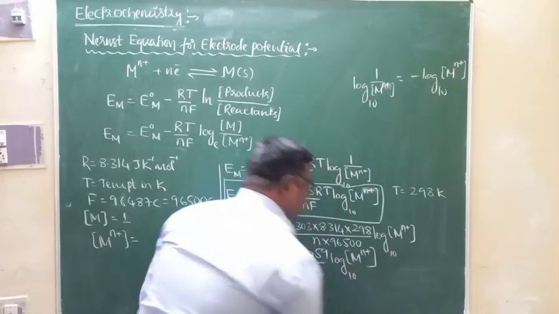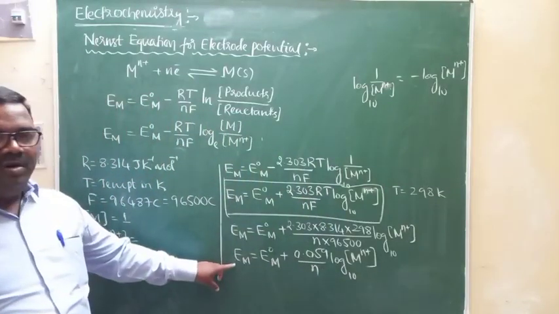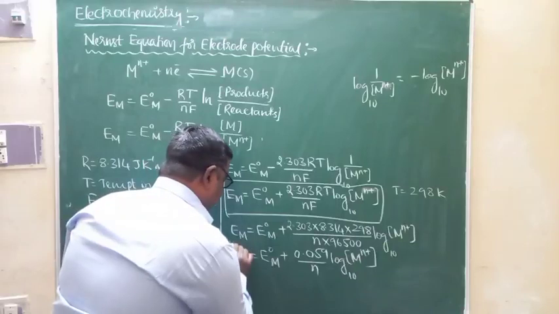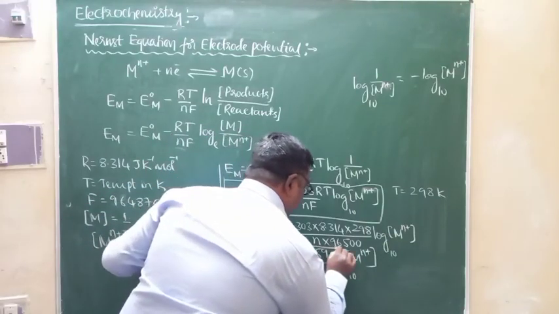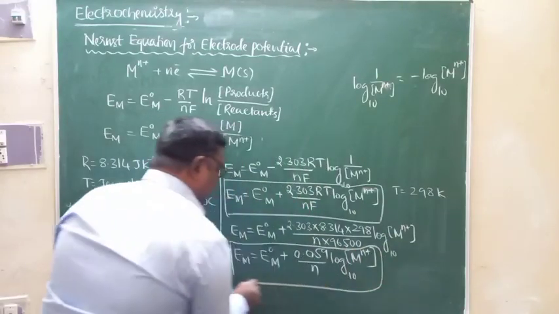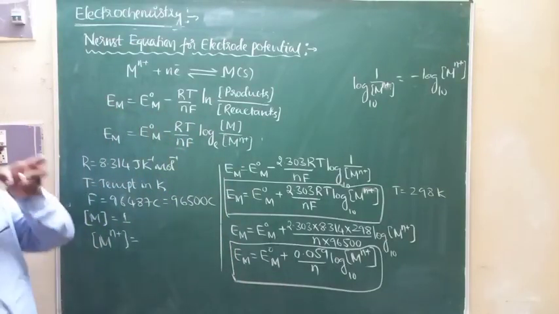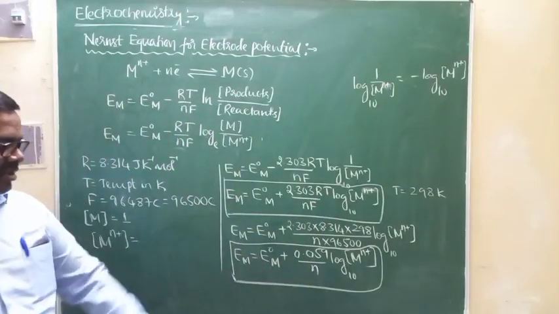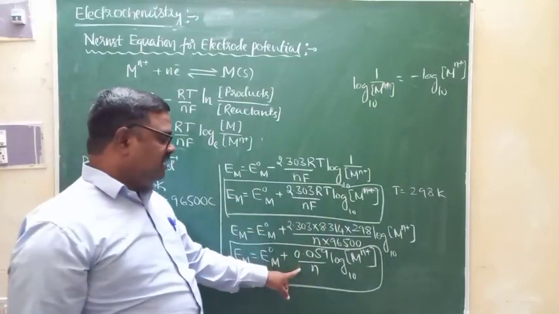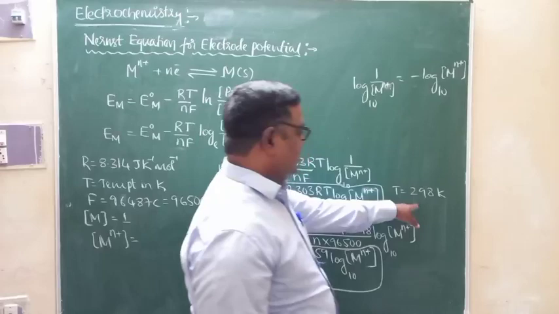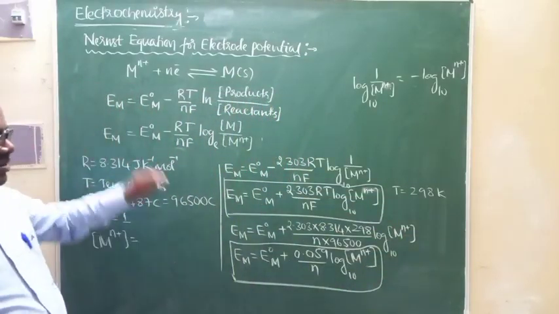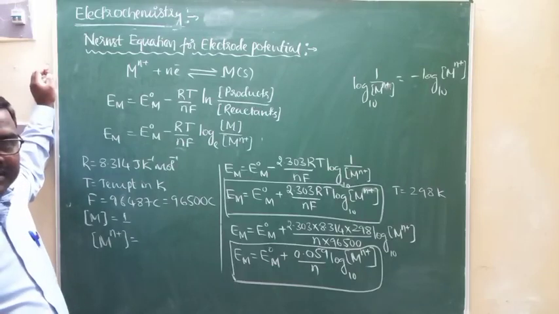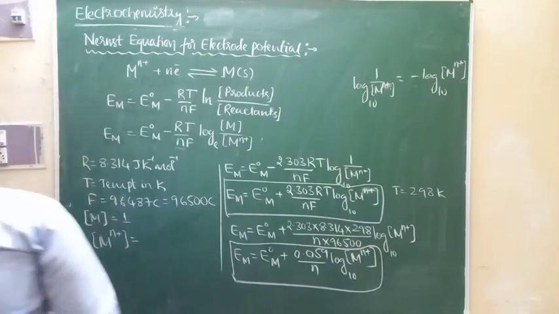So this is one more form of the Nernst equation. This particular Nernst equation is applicable only at 298 kelvins, whereas the earlier one is for any temperature and concentration of metal ion. To use this equation, the temperature should be 298 kelvins. This is the Nernst equation for electrode potential.